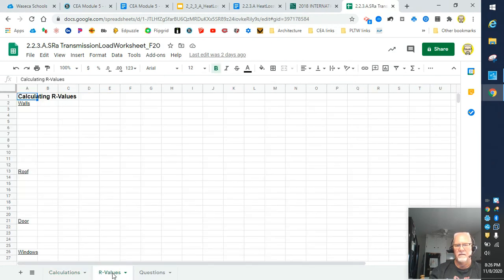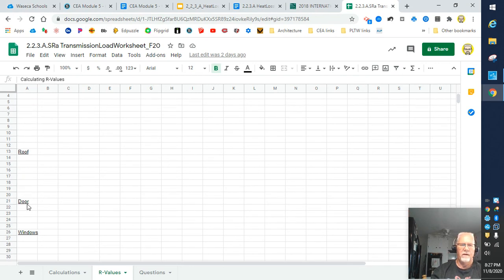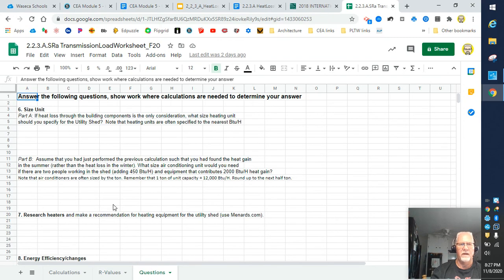The second page is creating our R values. In other words, you need to list your R values here. You can calculate that, kind of do your legwork by using your engineering notebook, and then just plug that information in here for your walls, for your roof, for your door, for your windows. That's where you'll calculate and determine your R values. And then you've got some questions at the end.